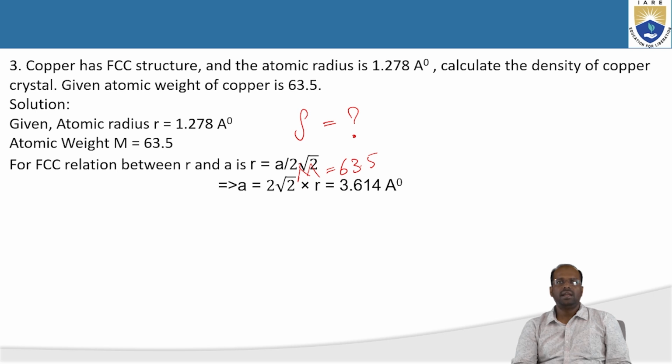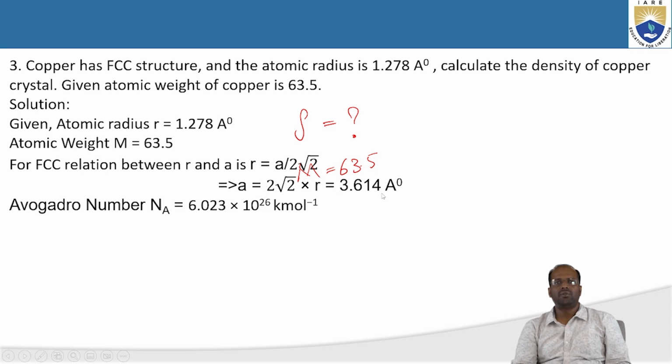Then we are getting A, the lattice constant, is equal to 2 root 2 into R. What is the radius value? R is equal to 1.278 angstrom. So 2 root 2 into 1.278 angstrom, that is nothing but 3.64614 angstrom. What is the value of Avogadro number? 6.023 into 10 to the power of 26 per kilo mole.